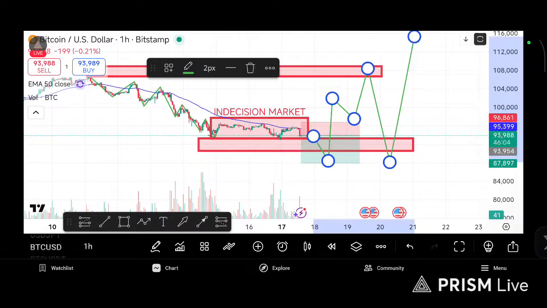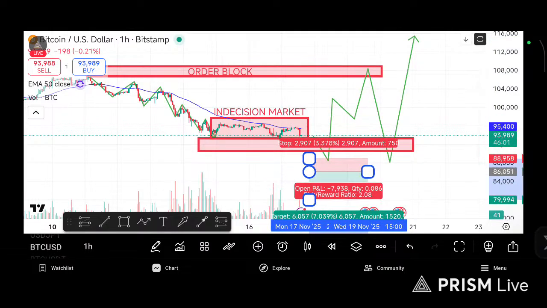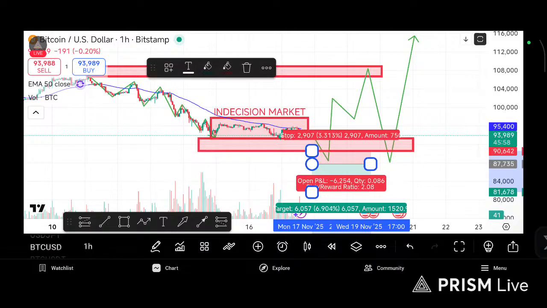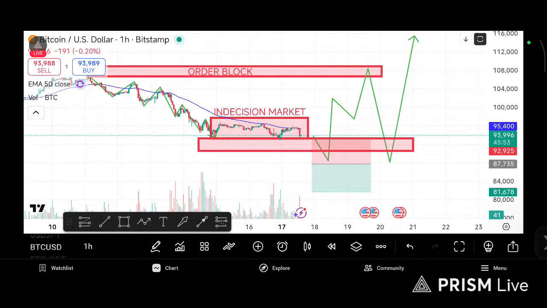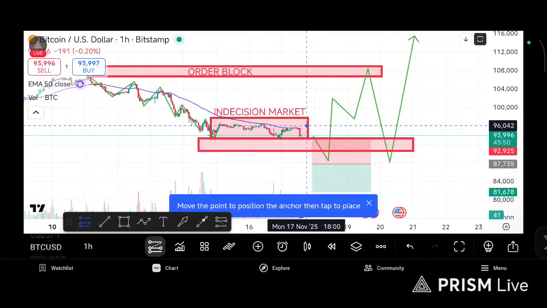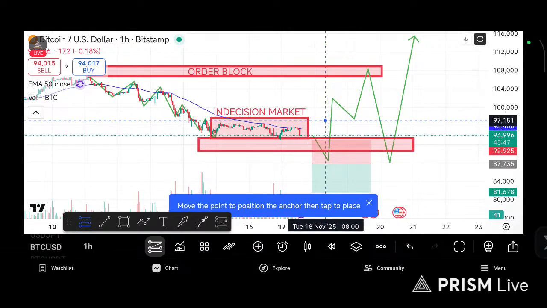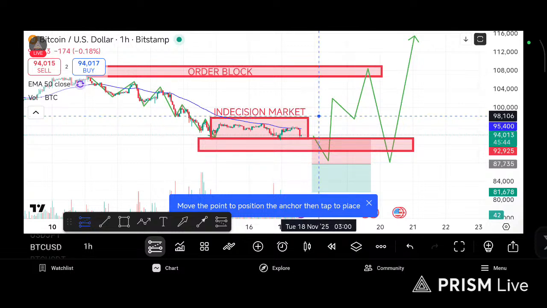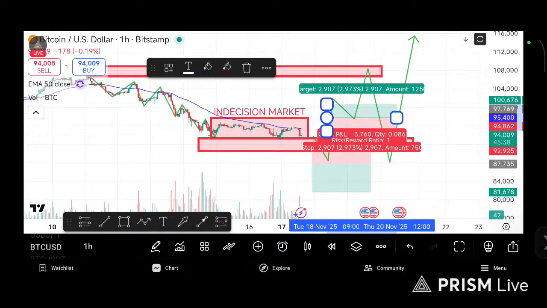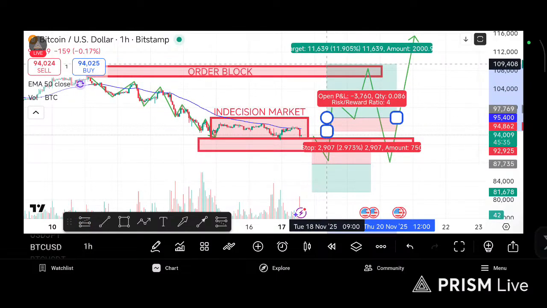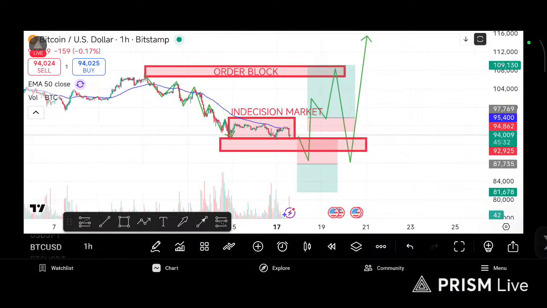We wait for the market to break down here, and we wait for a buy position here. Once it breaks this previous higher high, we can enter from here, this liquidity, and we pin it right here. So that is what we are going to wait for.